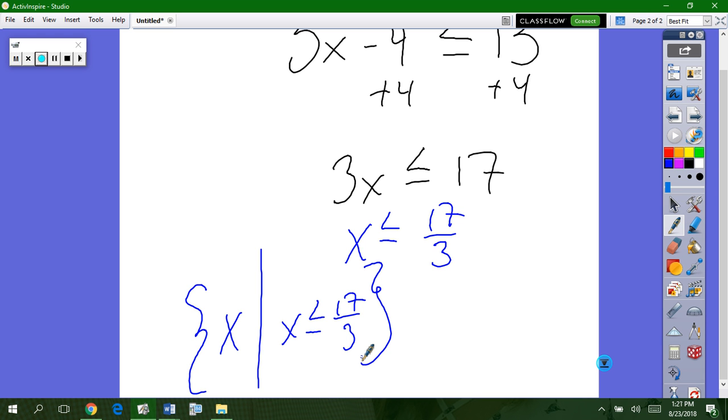Now, me personally, I always like to graph it before I do interval notation. That's me. I'll show you the reasoning why. Okay, so here's my number line. Here's 0. Here's 17 thirds.